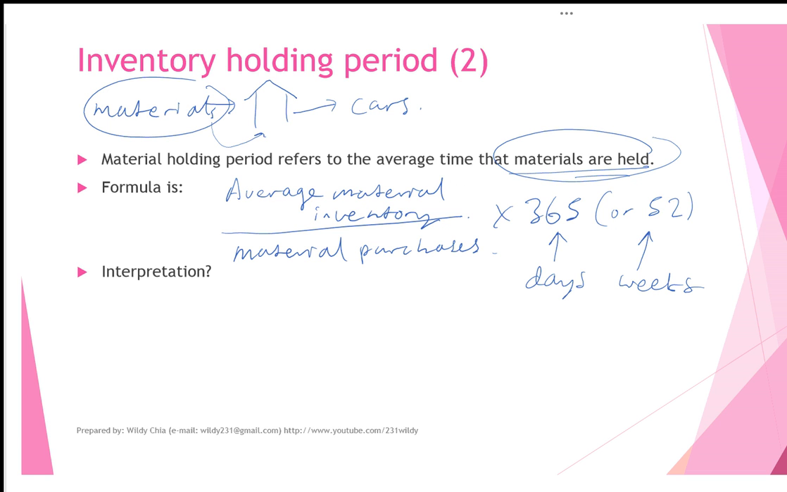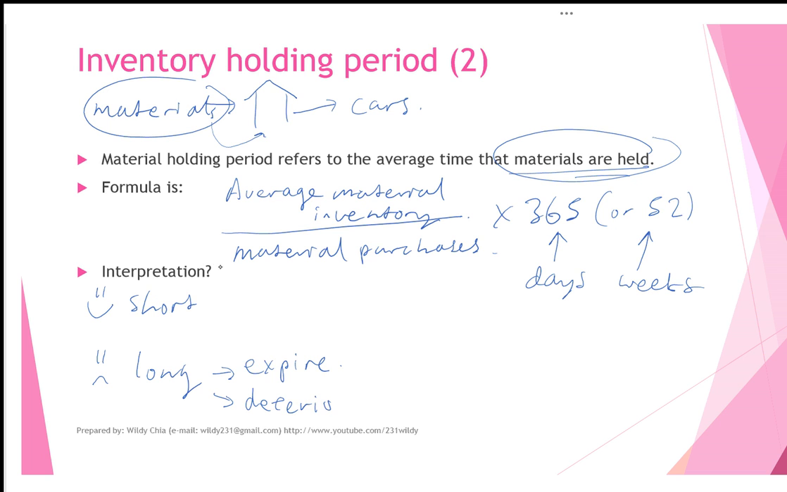So how do we interpret the material holding period? Basically, a short holding period is always desirable because it means that the business has less funds tied up in inventories, right? A longer holding period is undesirable because there is risk that there is more money tied up in stocks. It also means that there is potential risk that the stocks may expire, depending. Certain goods cannot be held for long because there are expiry dates. Certain goods cannot be held for long because if you hold for too long, then these may suffer from deterioration, right?